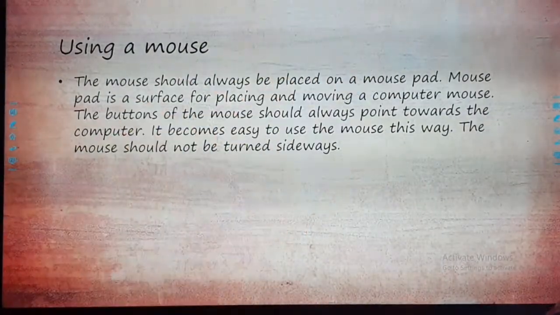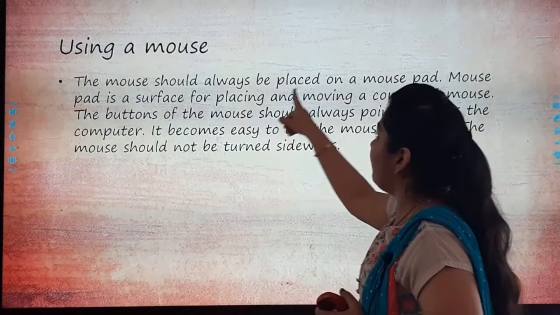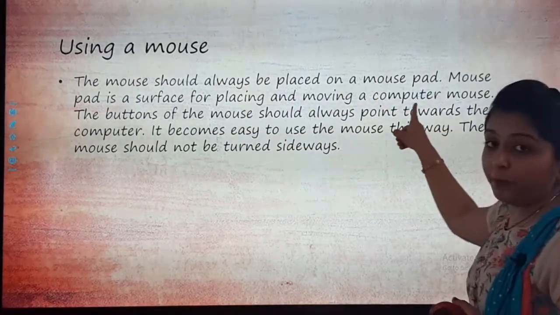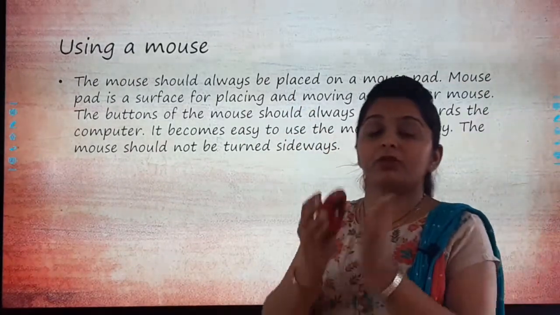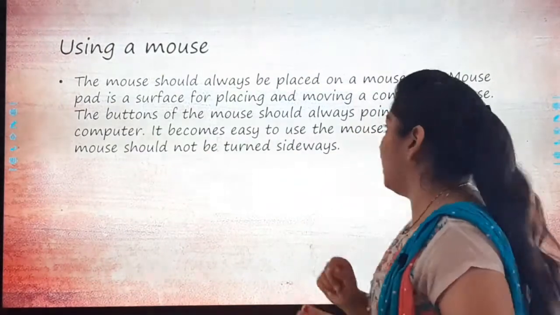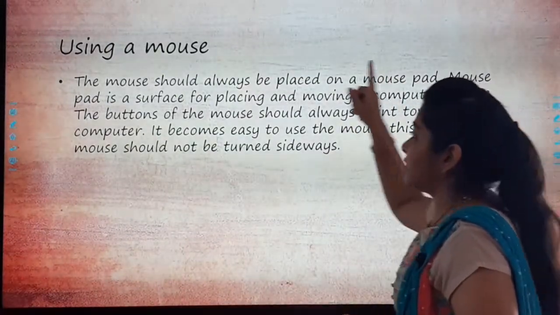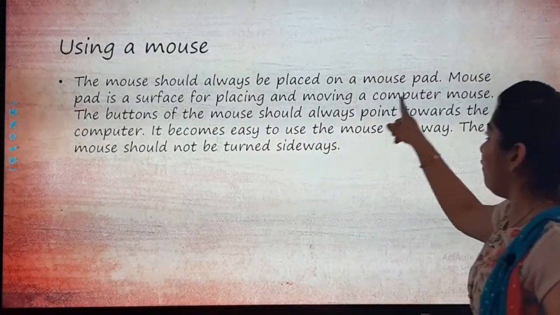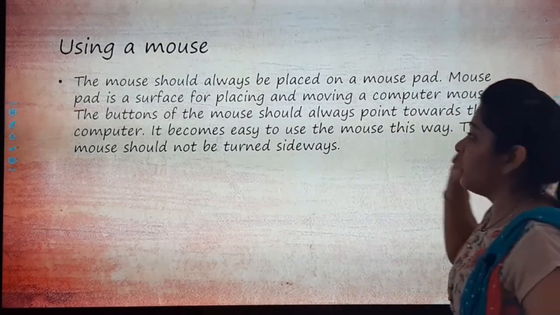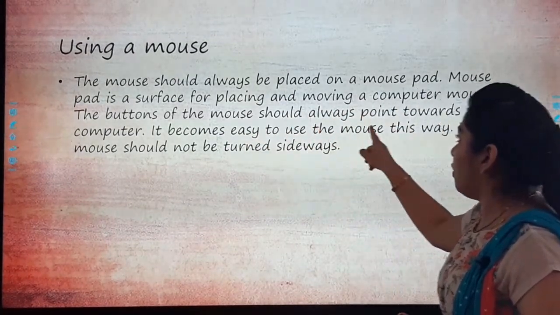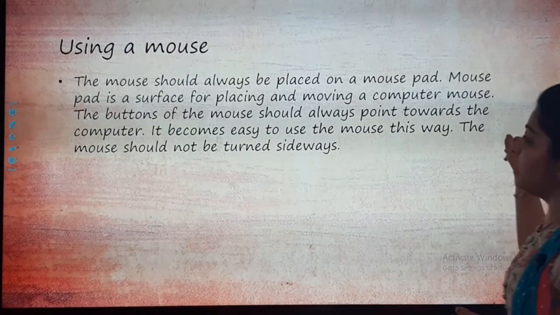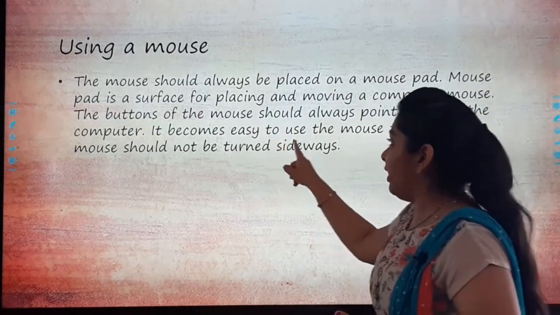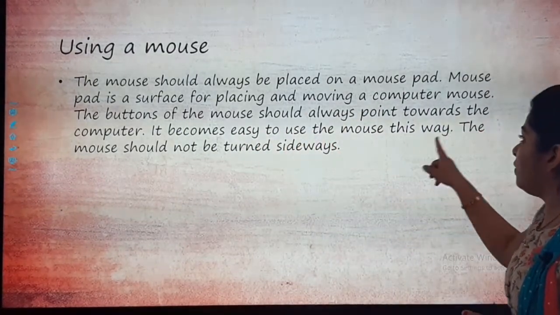Next, using a mouse, the mouse should always be placed on the mouse pad. We saw that it should always be kept on the mouse pad. Mouse pad is a surface for placing and moving a computer mouse. The buttons of the mouse should always be pointed towards the computer. It becomes easy to use the mouse this way.